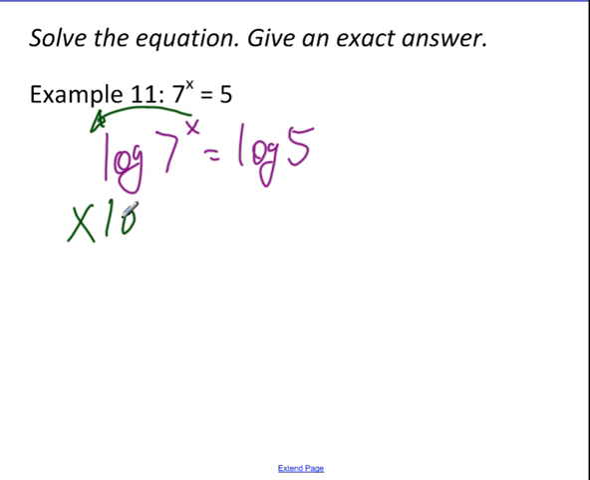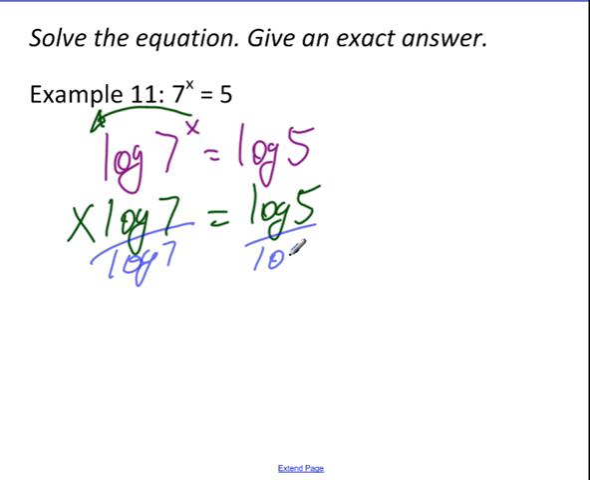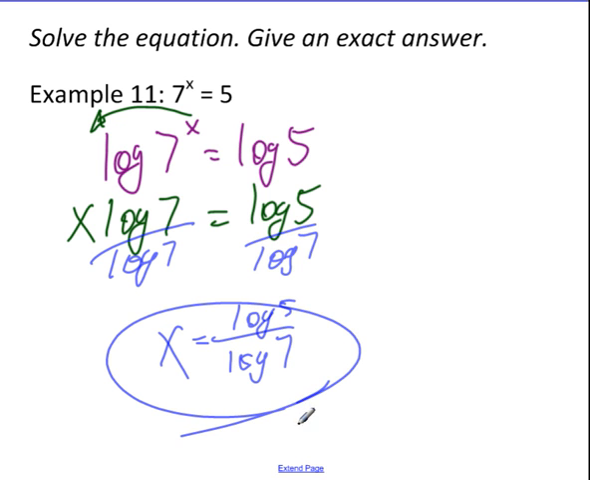Now I got x log of 7 equals log of 5. Well, that made things nice because now we can just divide by log of 7 on both sides. And look at what we just solved for x. It's log of 5 over log of 7. It ain't pretty, but that's what it is. So we got x equals log of 5 over log of 7.